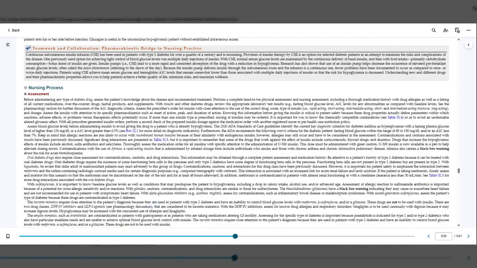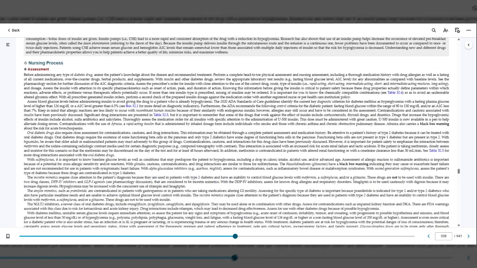Lots of assessment with these individuals. So we want to make sure we understand what their glucose level is, what we're giving them, when it's going to peak, and how long it's going to act, so we know when to monitor for them to have hypoglycemia.